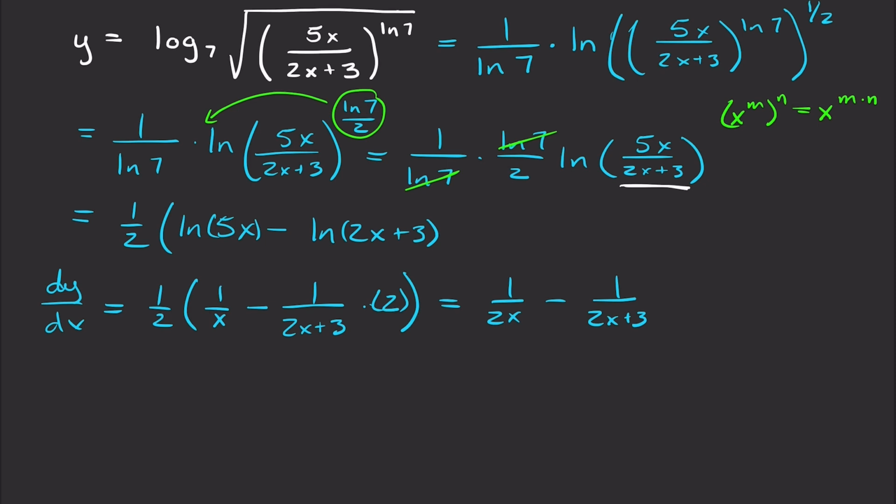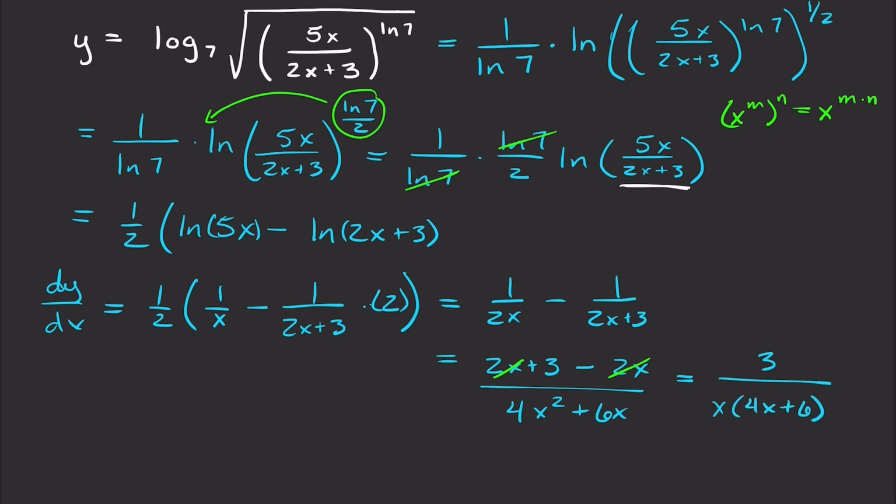Okay, so simplify that, we get 1 over 2x minus 1 over 2x plus 3. If we wanted, we could get a common denominator. Okay, so we can multiply by 2x times 2x plus 3. So multiply by 2x plus 3 on the left and by 2x on the right, and get 4x squared plus 6x. And then if we want, these two x's will cancel. We could write this as 3 over x times 4x plus 6.